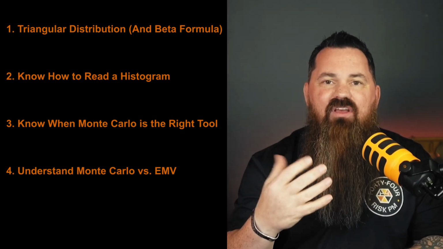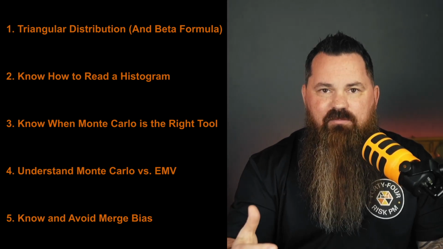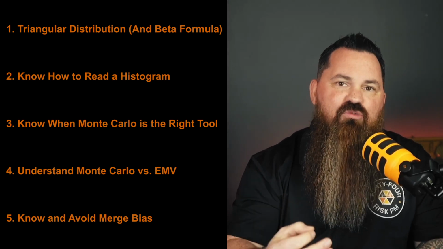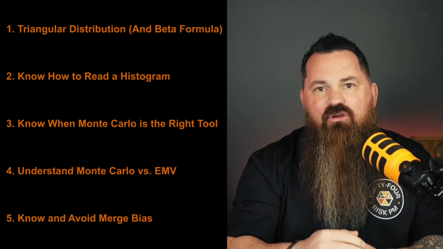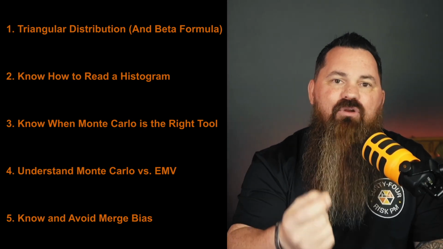And number 5, understand merge bias. The sum of all your most likely estimates underestimates the true expected duration that you're going to see. And it's all because uncertain paths compound over time. That right there is your Monte Carlo exam checklist of what you need to know for the exam. Triangular distribution, how to read the chart, when to use it, EMV versus Monte Carlo, and merge bias. You now know all 5 to help set you up for success there.